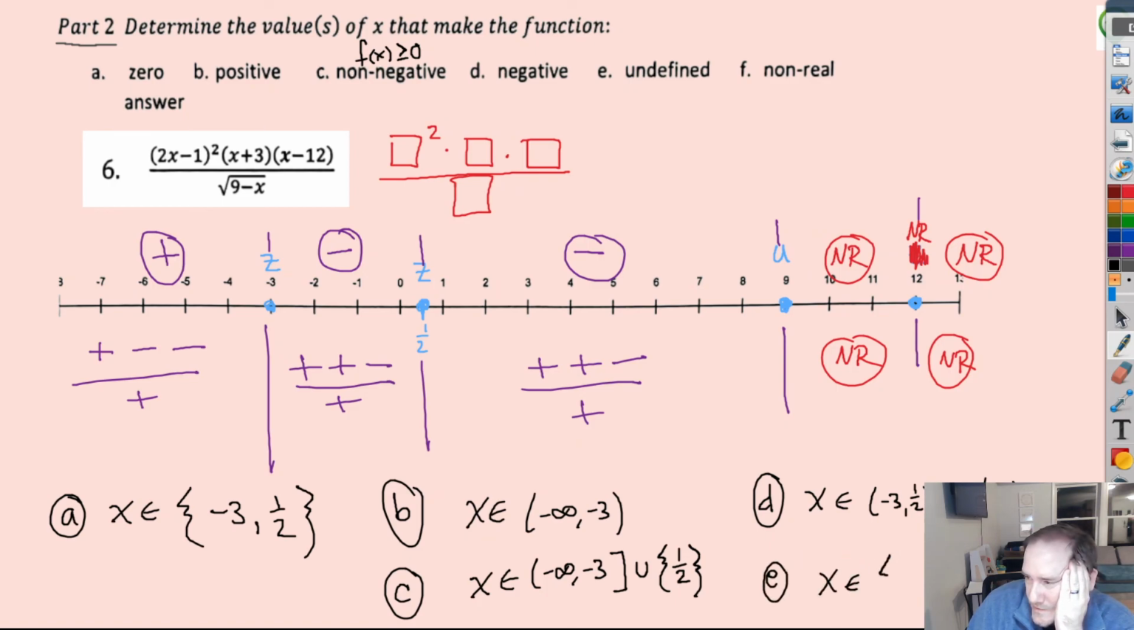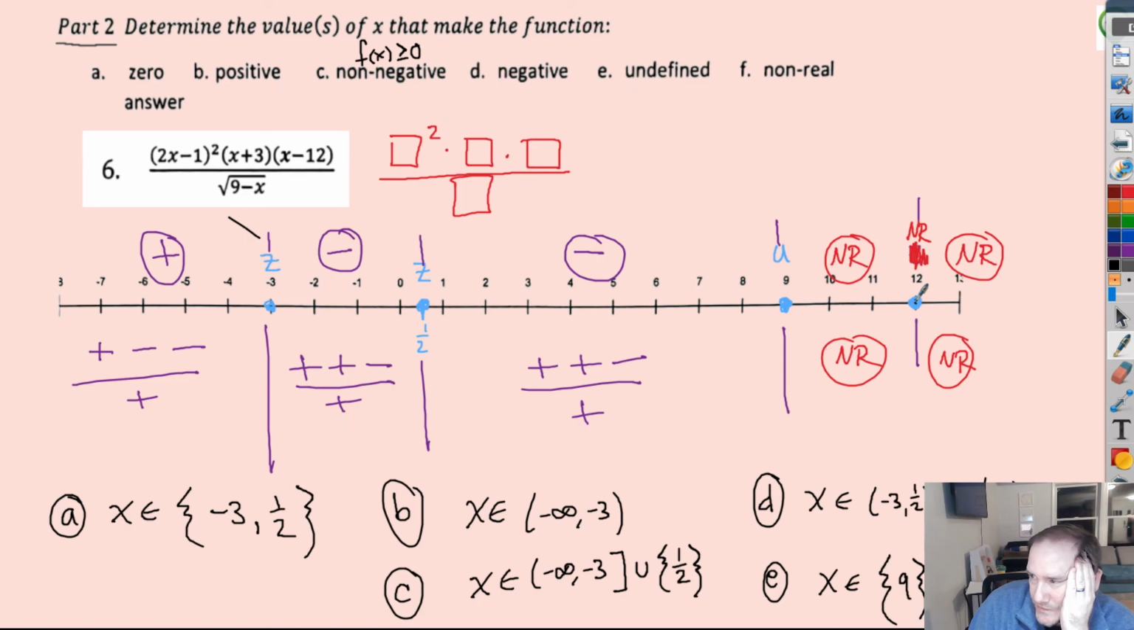And that's just going to be a couple of places, or just one actually. Just one place, just at 9 itself. So just 9, because that causes division by 0. And then F wants to know, when are we non-real? And we'll be non-real from 9 all the way to 12, and from 12 to infinity.